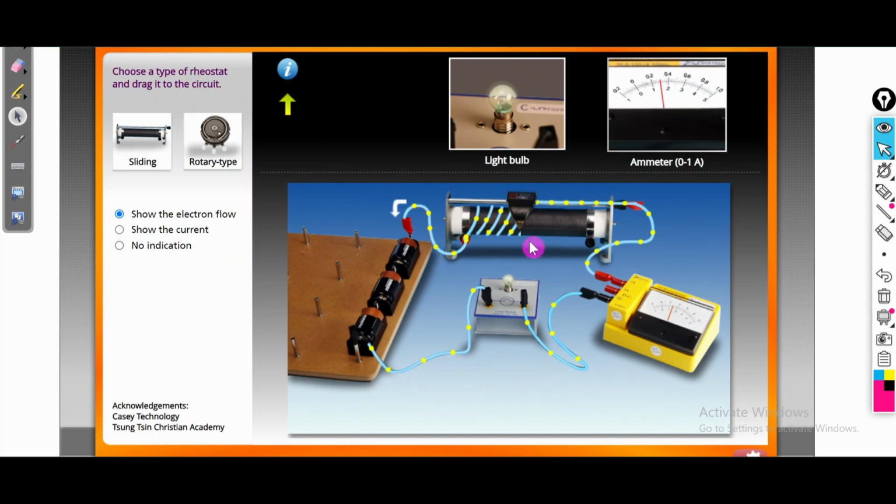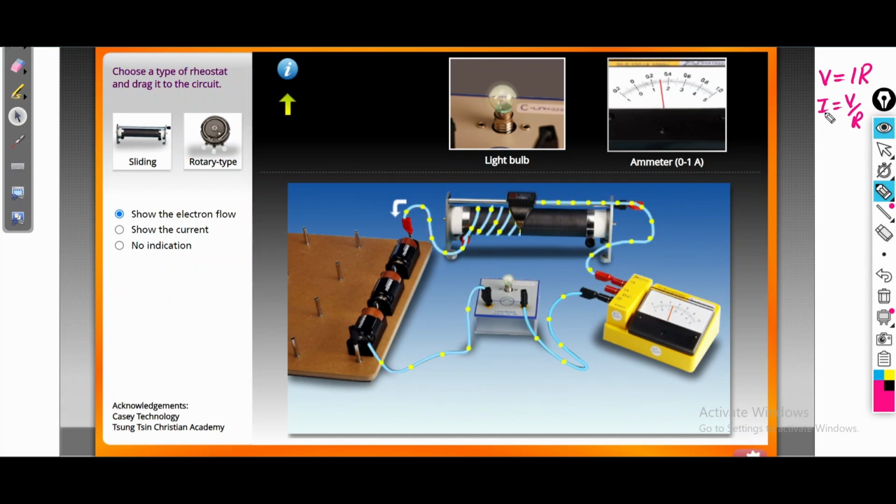So here we will use the formula. According to Ohm's law, V is equal to IR. From here we are interested in the current, so current is equal to V by R. Here we want to increase or decrease this current.